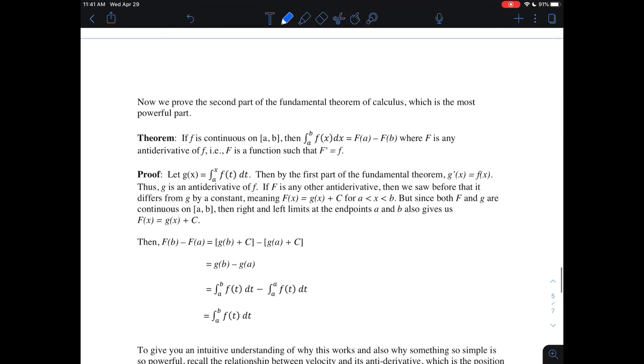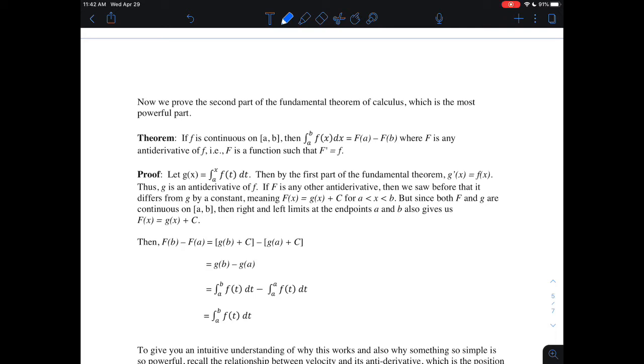Okay, so now let's prove the second part of the fundamental theorem of calculus, which is the most important and powerful part of this whole theorem, something that we're going to take a lot of advantage of as we even go into calculus 2. The theorem for the second part says, if f is continuous on the closed interval a, b, then the integral from a to b of f of x dx is equal to capital F of b minus capital F of a, where capital F is any antiderivative of lowercase f, meaning from what we learned about antiderivatives, capital F is a function such that capital F prime is equal to lowercase f.